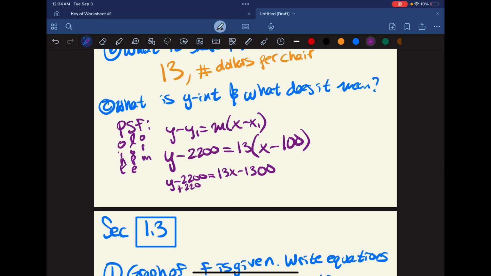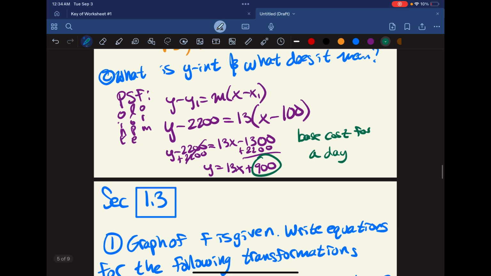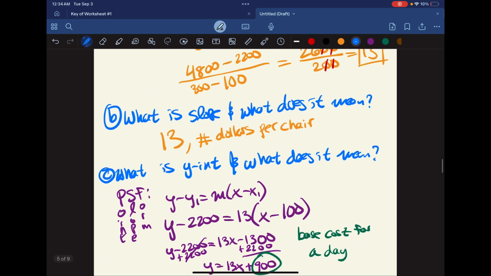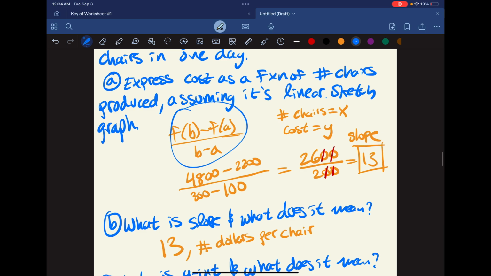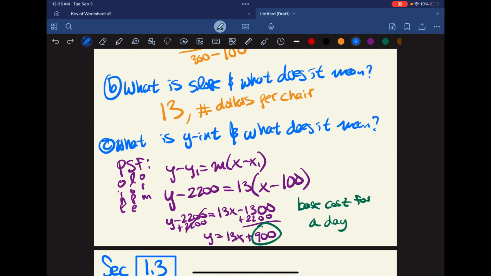We add 2,200 to both sides. So y equals 13x, and then that is plus 900. So our intercept is 900. This would be the base cost for a day, I guess you could say, or base operating cost or something like that. So that's how you would use your rise over your run, your f of b minus f of a over b minus a, and your point slope form to generate an equation.